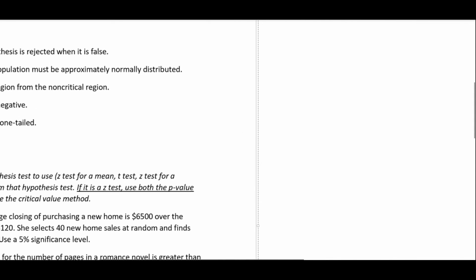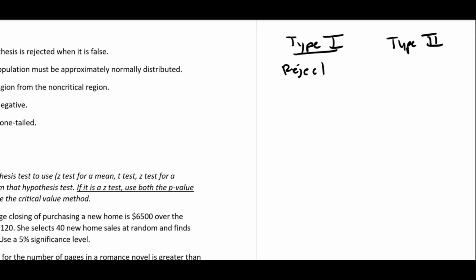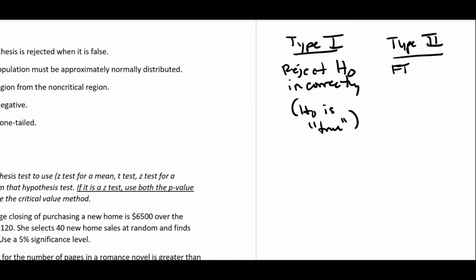Remember that there's a type 1 error and a type 2 error. A type 1 error happens when you reject the null hypothesis incorrectly. That means you're not supposed to reject it because H0 is actually true, but you rejected it, and so that's an error. For a type 2 error, you fail to reject H0 incorrectly. So you don't reject it when it's actually false, because you were supposed to reject it.